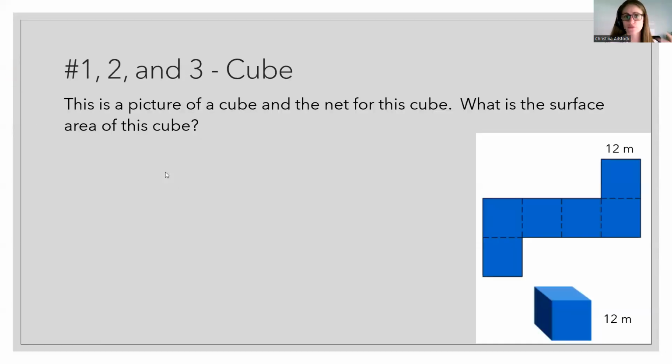So this first example here aligns with questions 1, 2, and 3 of your quiz. And we are given the net and the 3D version, so that way we can see here's the net. This makes up a cube. That's the 3D shape that we're dealing with here. And we want to find the surface area.